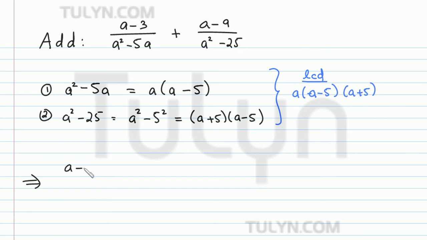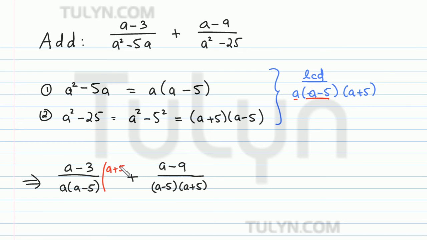So let me rewrite this expression. It's a minus 3 over a times a minus 5, plus a minus 9 over a minus 5 times a plus 5. Now we take a look at each of our denominators and we see what's missing in terms of the LCD. For the first one, we have the a and we have the a minus 5, but we don't have the a plus 5. So what we want to do is multiply the top and bottom of this rational expression by a plus 5.